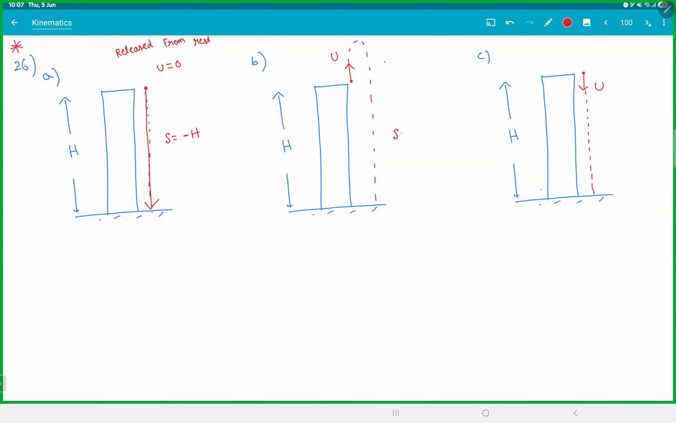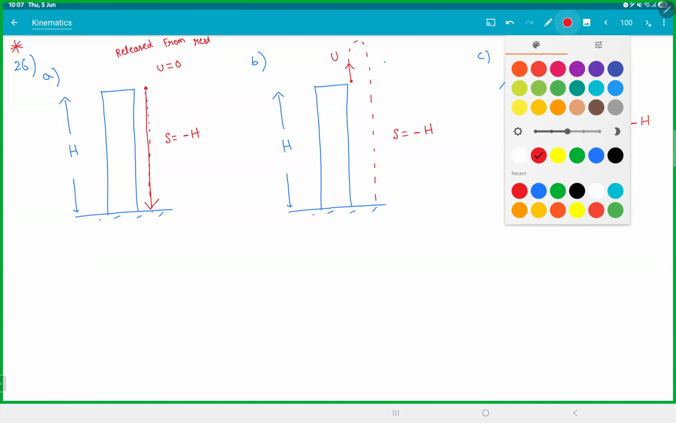What is the displacement in the second case? Again, remember the meaning of minus h. Displacement is initial to final. I don't care whether you throw up or you throw down or anything you want. This is the initial point, this is the final point. So in the second case, the displacement is minus h. I didn't ask distance, displacement. What is the displacement in the third case? Minus h. In all three cases, the displacement is minus h, whether you throw up, you leave it, or you throw down.